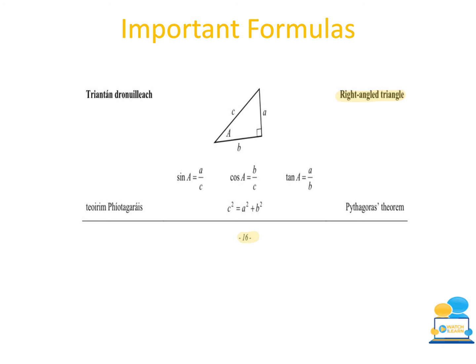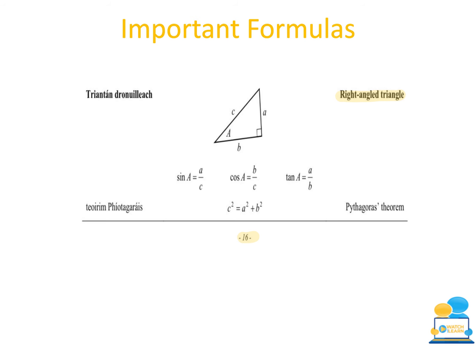These three trig ratios allow us to find unknown sides or unknown angles in our right angle triangle, and it depends on what information is given to you in the question whether you can use these or whether you're finding a side or an angle by using these.